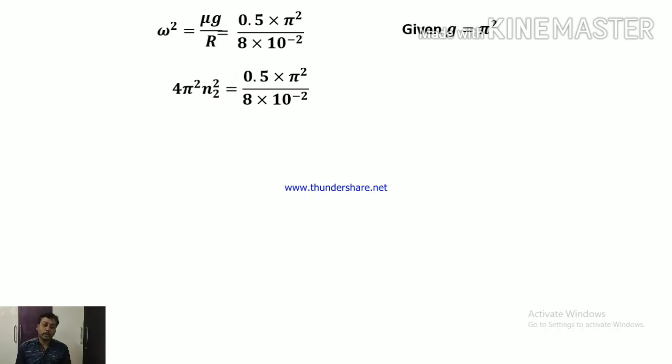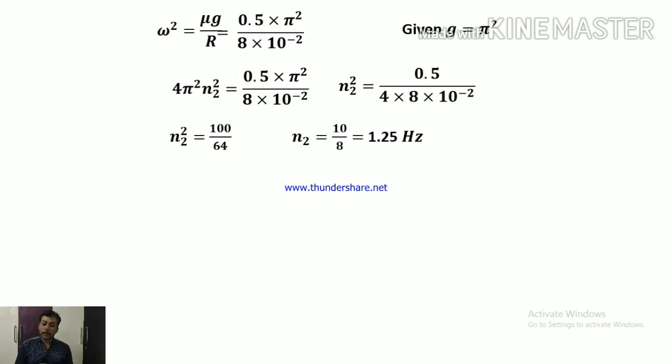Then again put omega is equal to 2 pi, but now the new frequency, that is n2, is there. So omega is equal to 2 pi n, so the square is 4 pi square n2 square. So 4 pi square n2 square is equal to 0.5 into pi square upon 8 into 10 raised to minus 2. So from this n2 square is equal to 0.5 upon 4 into 8 into 10 raised to minus 2, and we get n2 square is equal to 100 upon 64. So taking square root on both sides, we get n2 is equal to 10 upon 8, that is 1.25 hertz.